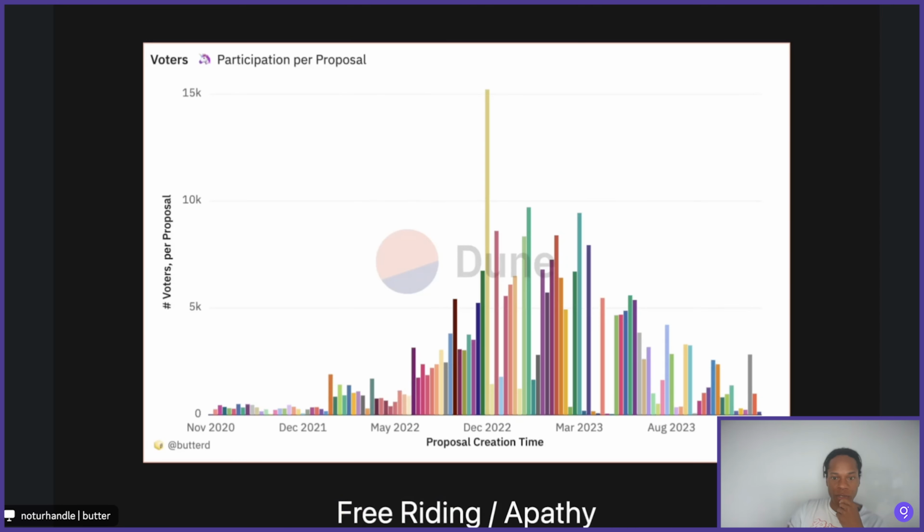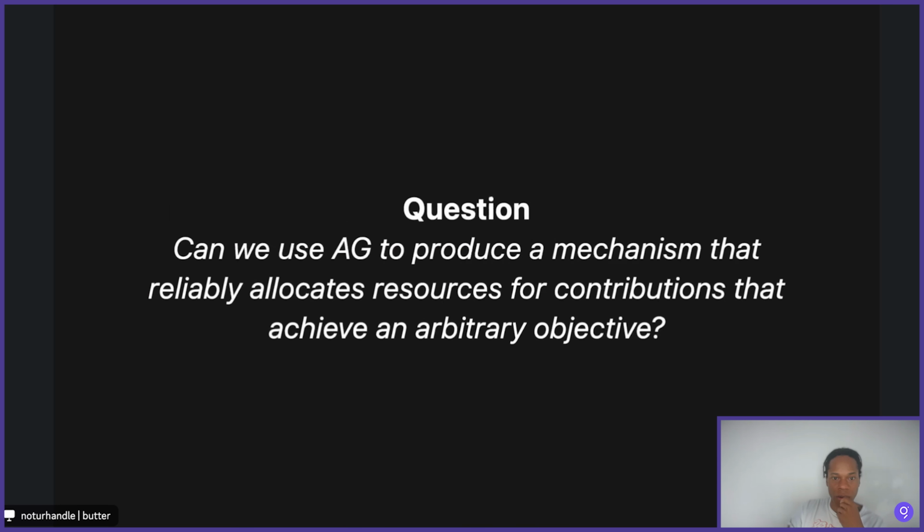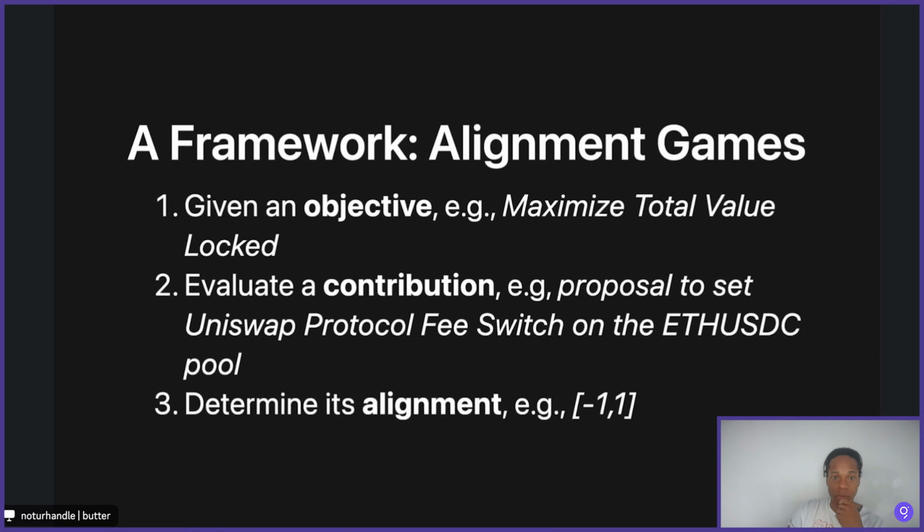So I just wanted to quickly go to the futarchy point, which is to say, so we have a framework for thinking about governance, which we call alignment games. And so we say, if we have an objective for the protocol, we want to take any contribution and evaluate it to determine whether it's aligned. So, if it's not aligned and it's something that's going to harm the protocol, it's -1. If it is aligned and it's something that's going to create value for the protocol, it's +1. And this is just a way of thinking about the job that we're trying to solve in governance.